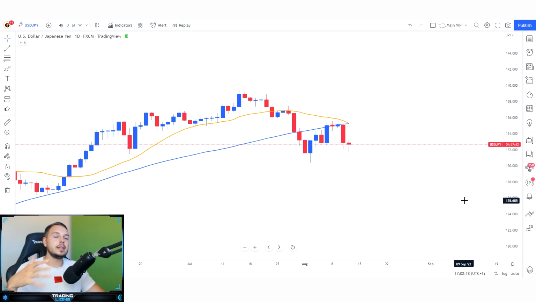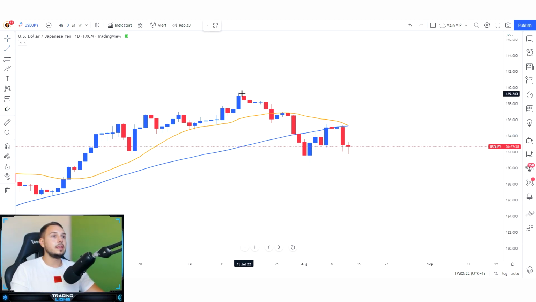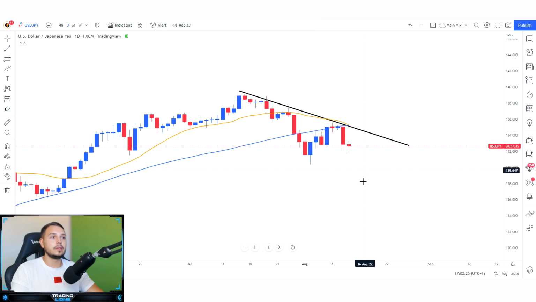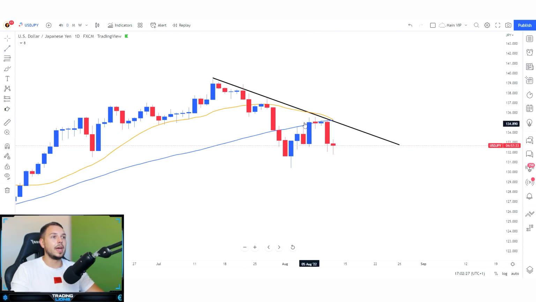Okay, enough of euro USD. Now let's understand the USD Japanese yen trade that I took. So look at this daily time frame trending towards the downside, right? I took this trade on 8th of August.